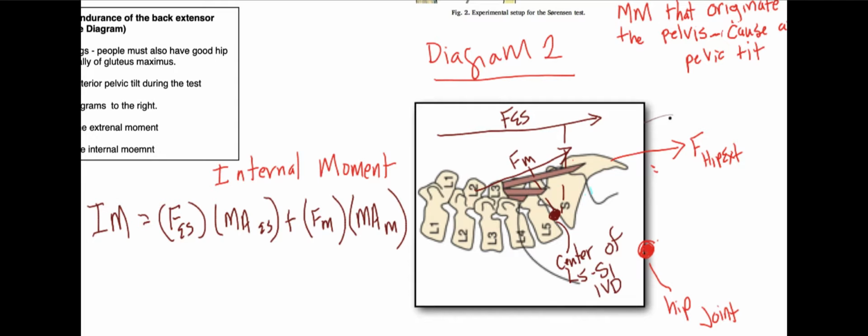Now, we've also kind of included a force vector here around the hip joint. And so the hip joint, these gluteus maximus muscles, should be the primary hip extensor here, would generate a hip extension torque, which would oppose the flexion that's caused here by the erector spinae muscles and the multifidi.